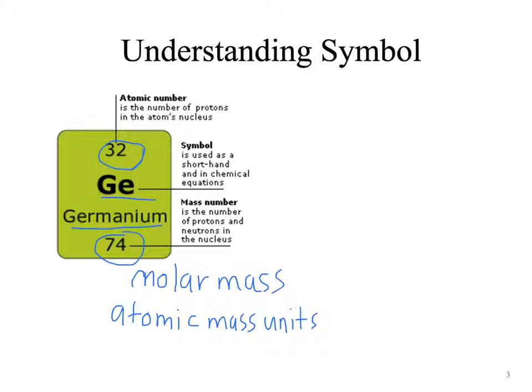Alright, so real quick, if you have a periodic table, have that right next to you. Let's do the symbol for sodium. Sodium is Na. Na has an atomic number of 11. We're going to write sodium on the bottom. And our mass number for sodium is 23. And that's what we want to understand on this slide.